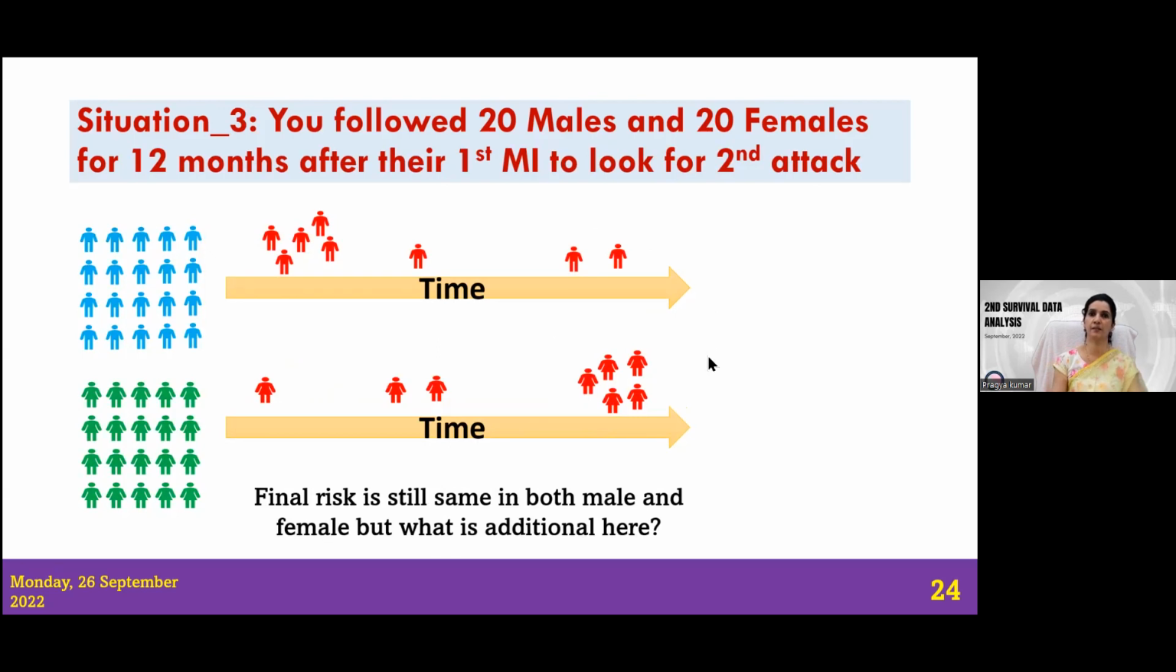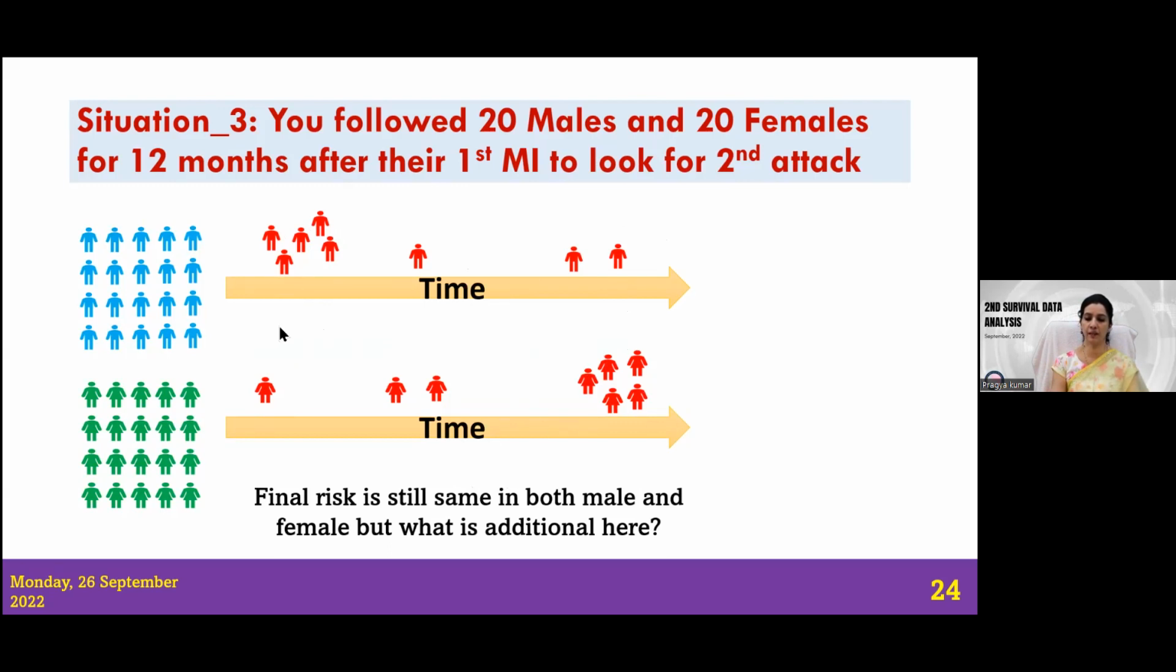So in this case, the final risk is same. If you see the final risk, if you count the number of individual, it is 5 and 3, 8 in case of MI. Again, in this case, you can see it is the 8 women. So 8 out of 20. So final risk is same. But what is the additional? So men got their second MI earlier.